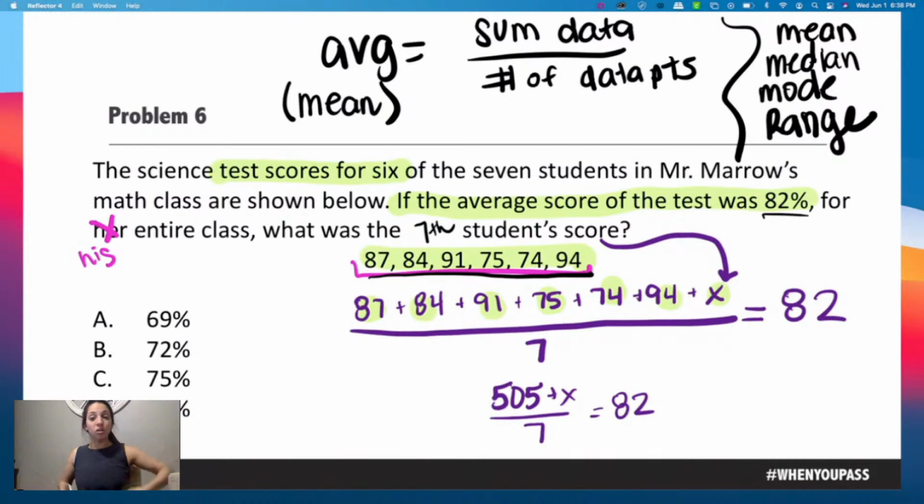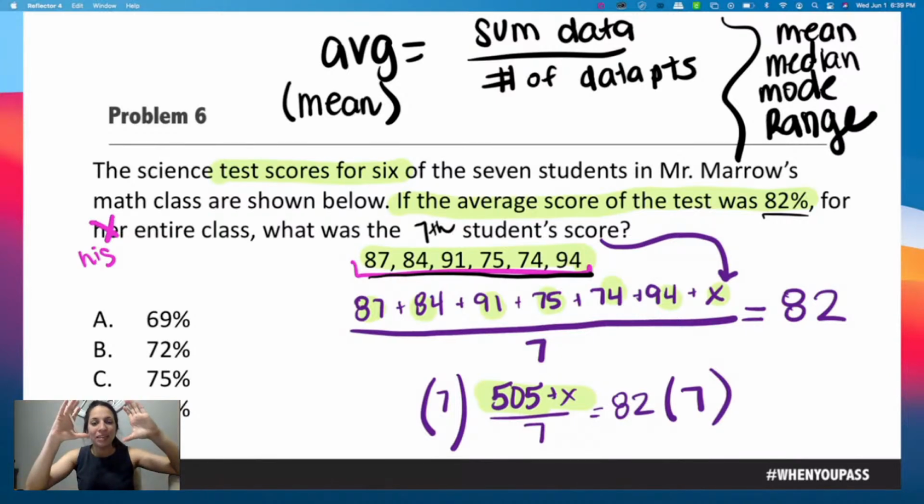Now, really, my goal is to just isolate that X and get it by itself so I can figure out what that 7th student score is. How am I going to isolate that X? Well, right now, X is in numerator jail. I can't do anything with it. So I have to undo what's being done to it. I'm going to multiply both sides by 7. Why am I multiplying both sides by 7? That's a great question. Because that numerator is being divided by 7. And to undo division, I multiply.